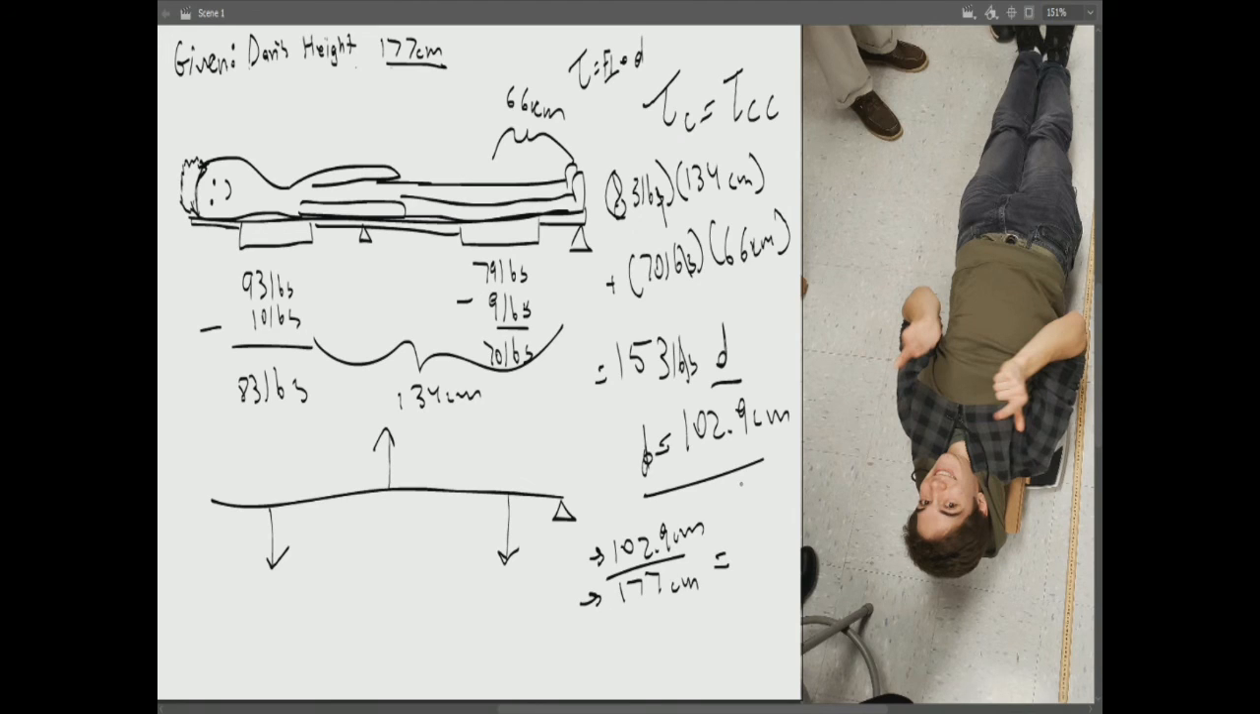So when we divide that, we get 58.1%. So that means from his feet, if we go up 58% up his body, that's where his center of mass is. So like somewhere here. So Dan's a big boy in the upper area more than he is in his lower area. So Dan, you should start doing squats.